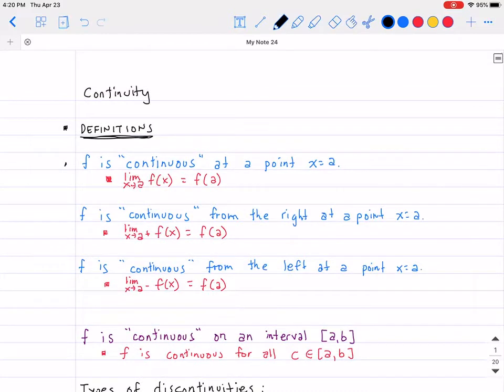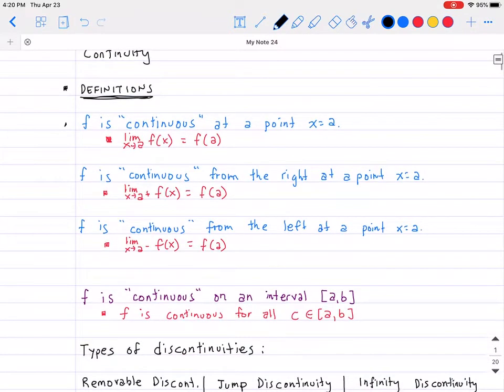Then the two underneath of it. If f is continuous from the right-hand side at a point x equals a, you have to show that the limit as x approaches a from the right-hand side is the same thing as just plugging into f of a. And the last one is f is continuous from the left-hand side of the point x equals a. We have to show that the left-hand limit is equal to the same thing as just plugging into f of a.